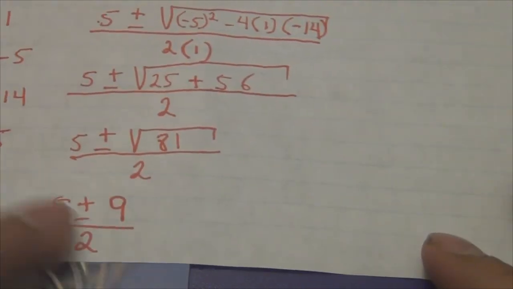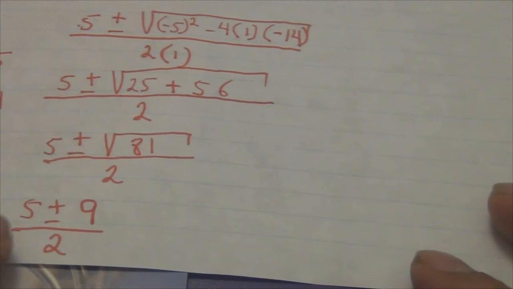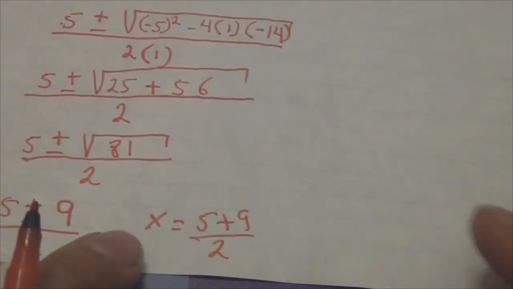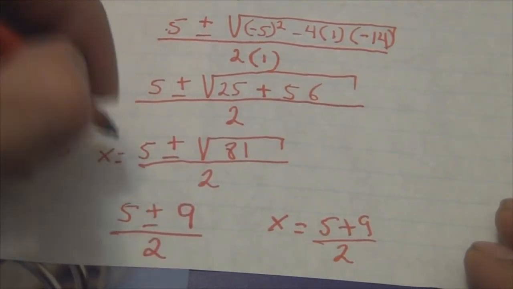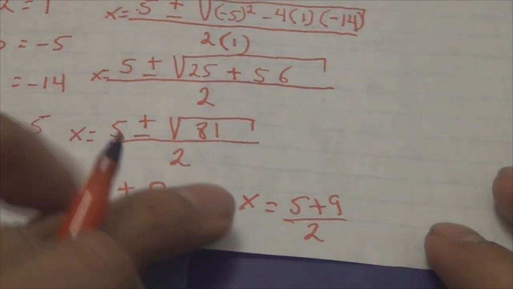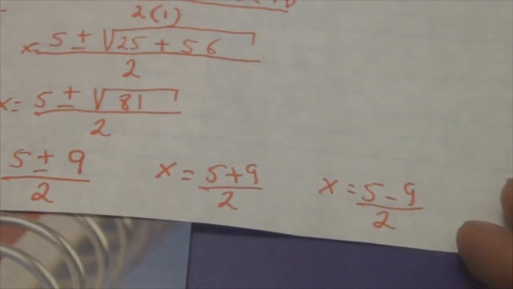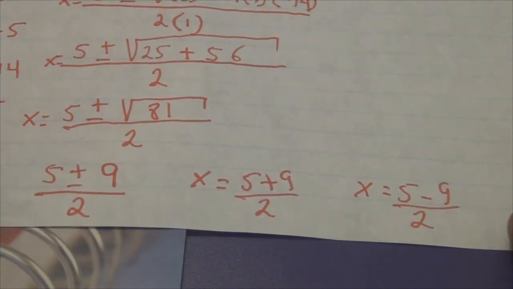Oh, you know what? Now let us separate this. Now that I'm going to separate this, I'm going to find, remember, the x-intercepts. So I'm going to say x equals 5 plus 9 over 2. That's what I wanted to show you in the next problem. I forgot that the quadratic formula should be x equals. Okay? So x equals 5 plus 9 over 2, but also x equals 5 minus 9 divided by 2. Okay? Remember, it's 5 plus or minus, or plus and minus.